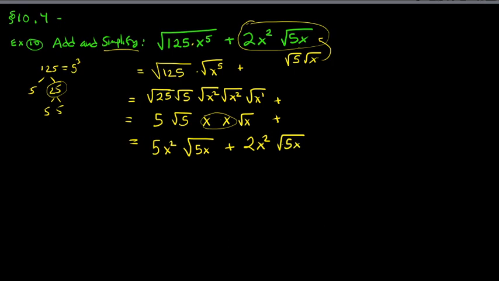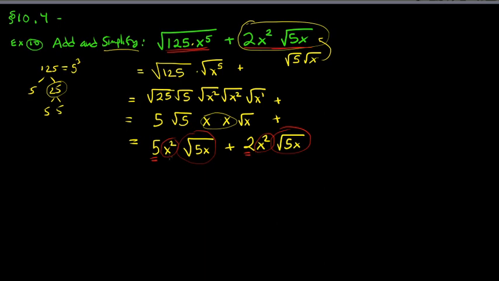And notice that the square root of 5x in the first term matches the square root of 5x in the second term. Now they didn't originally. We had 125x to the 5, which looked nothing like this. But now they look alike. These are like radicals. And in fact, the x squared also has to be the same. x squared and x squared, those are like radicals. The only thing different is the 5 and the 2.